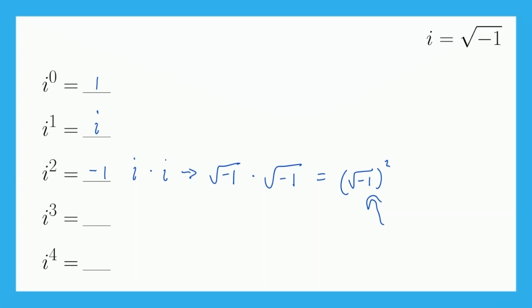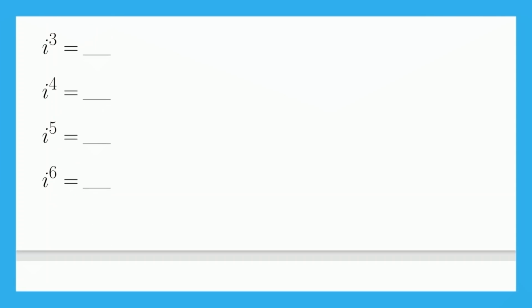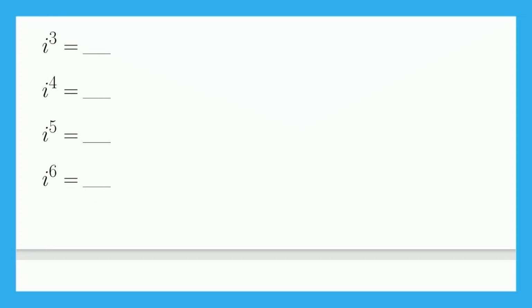Okay, what about i to the power of 3? Well, let's think about this. What could we do to describe i to the power of 3 in some other way? Well, we could say i to the power of 1 times i squared, right? Because 1 plus 2 is 3. When we add those, we're going to get i to the power of 3.